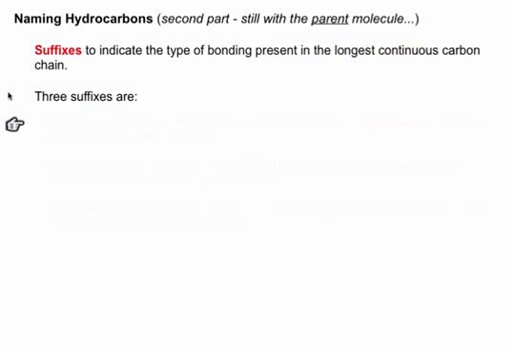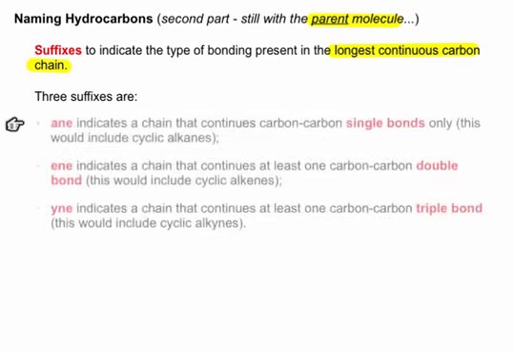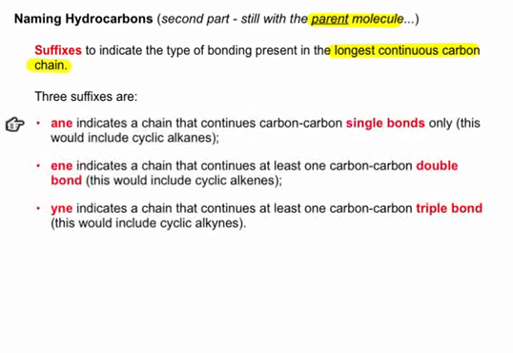Now the second part in getting our parent molecule is a suffix. So again, we're still dealing with the parent molecule, the longest continuous carbon chain, and there's a suffix that follows the prefix, and these suffixes are what tell us something about the bonding. And so 3 different suffixes. An A-N-E suffix indicates that the continuous chain is made up of only carbon-carbon single bonds. So carbon-carbon single bonds, the ending's A-N-E.